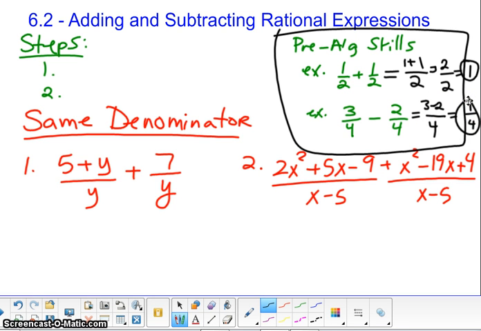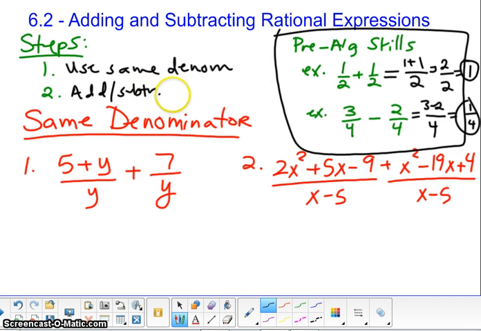Now we're going to use those same two steps that we just did. You're going to use the same denominator for the answer. And then we're going to add or subtract, depending on what it's given. We're going to subtract the numerators. So there may be some combining like terms, etc.